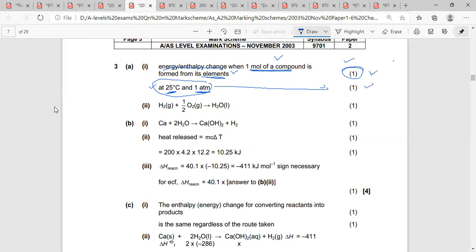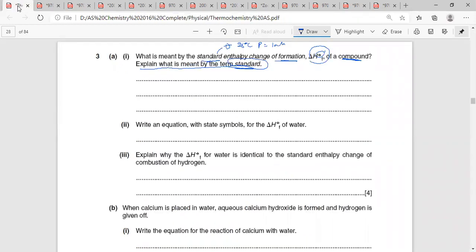It's a heat change or energy change, and 1 mole of the compound is formed from its elements at standard conditions. Okay, right? So this one you have to learn by heart. Now the second one, I won't delete that, because I need a lot of time. Second one is heat of combustion.